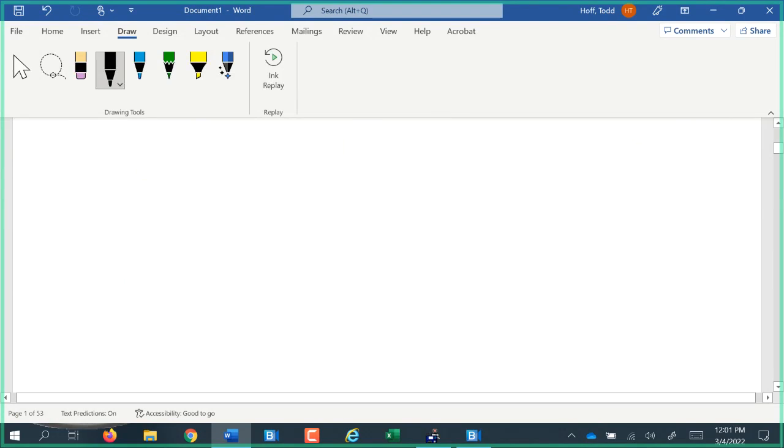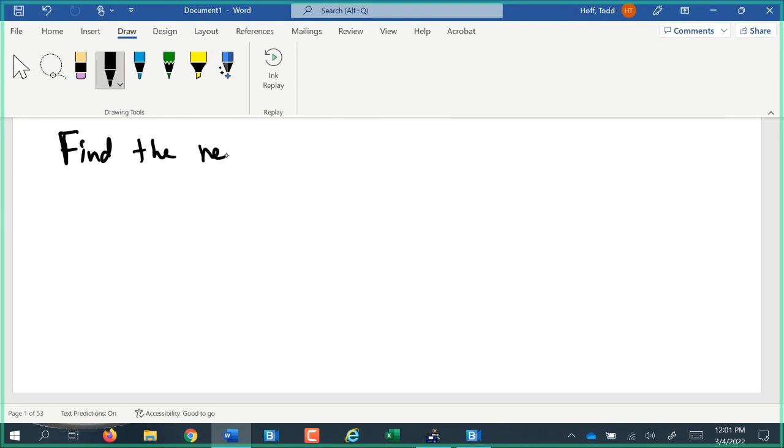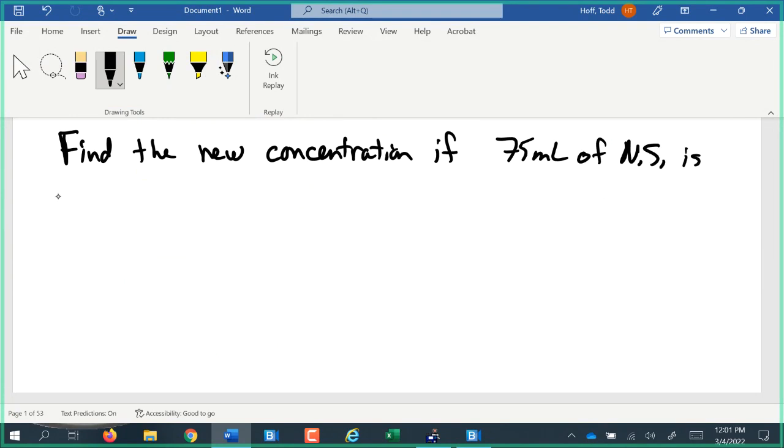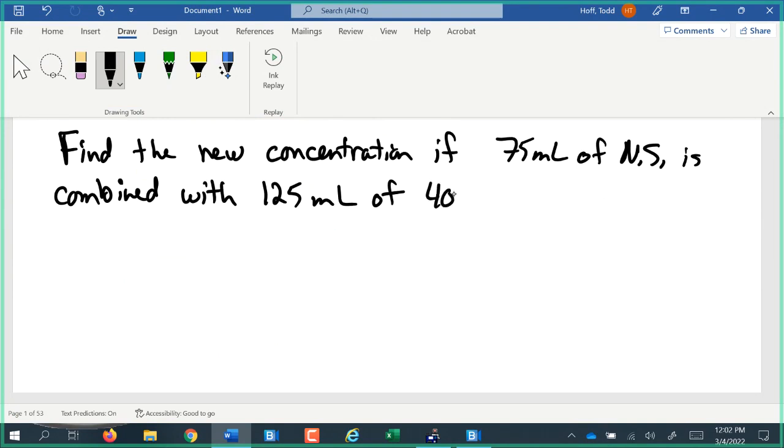So we might have something like this. Find the new concentration if 75 milliliters of NS is combined with 125 milliliters of, let's do 40% solution.